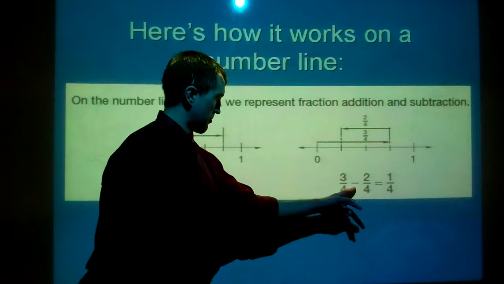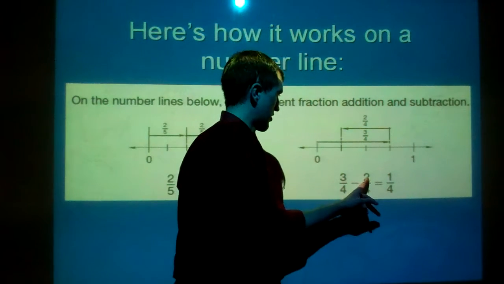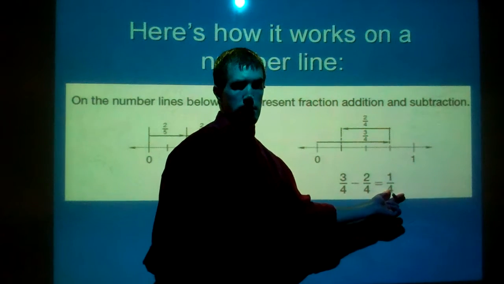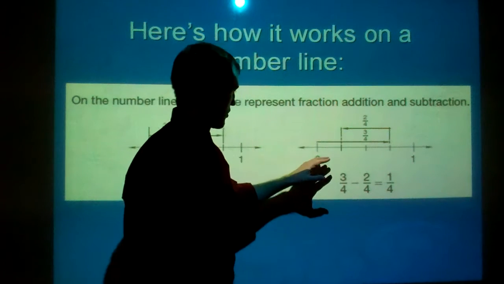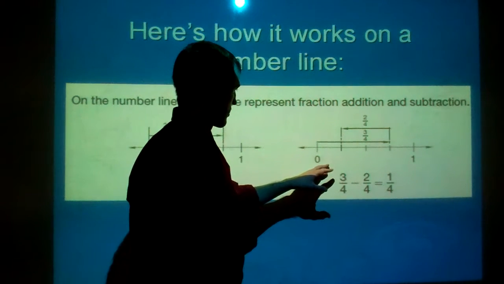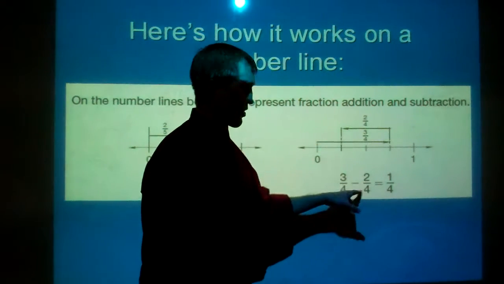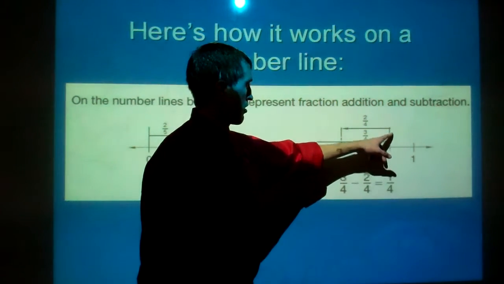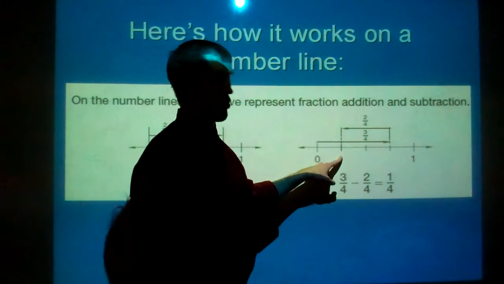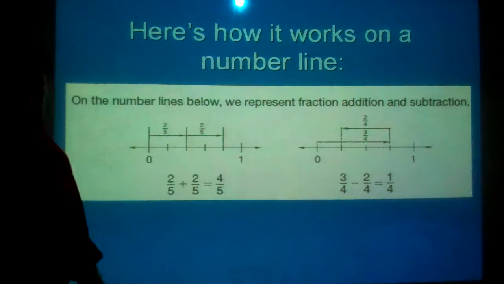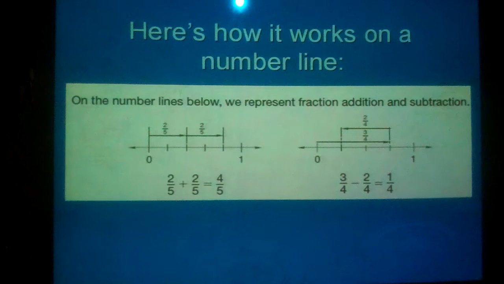Subtraction, 3/4 minus 2/4. 3 minus 2 is 1. Denominator stays the same. This one's a little different. If we start at 0 here, we go 3/4 of the way to 1, and we're going to take away 2 out of the 4. 1, 2. We end up at 1/4. So that's kind of how it works on the number line. Obviously, it's much easier once we get the system down: just subtract our numerators, keep the same denominator.